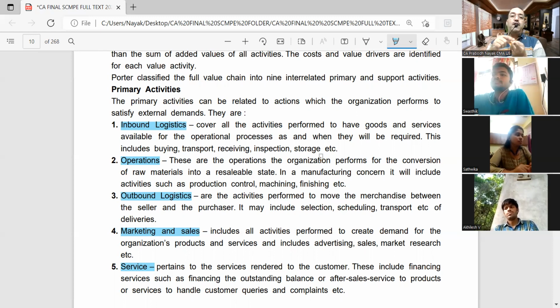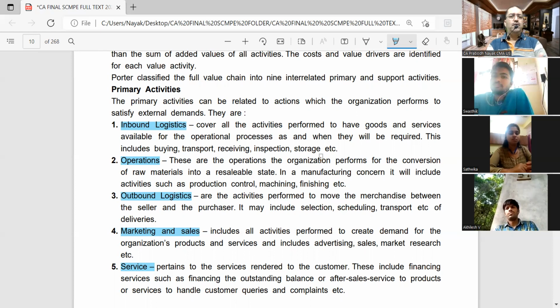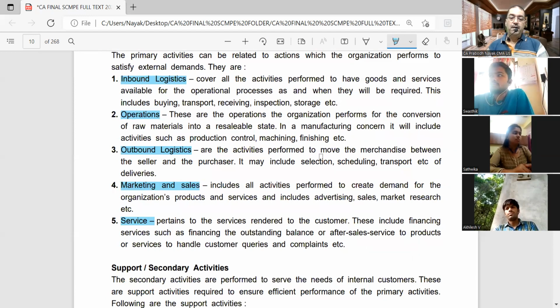Incoming of raw materials: transportation, receiving of goods, inspection of goods, storage of goods. Finished. You don't have to go into the details at all. You don't have to write paragraphs and paragraphs. One small paragraph. Okay. So that is inbound logistics.